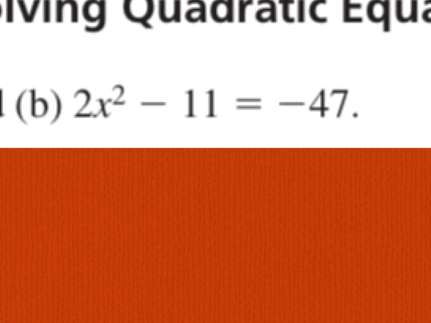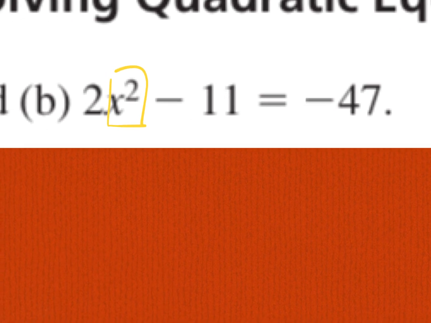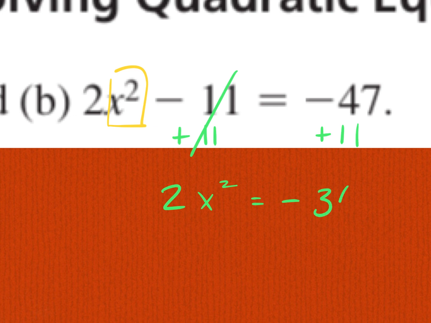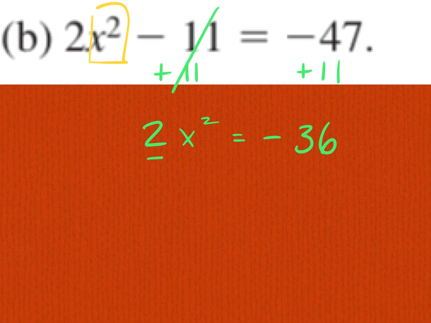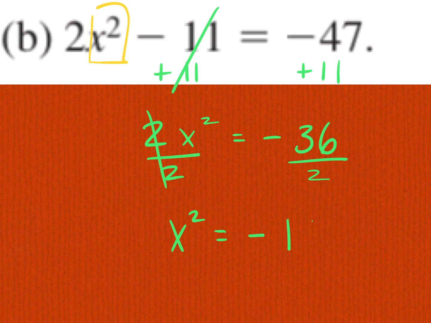So let's do B. Again, we see that we have just an x squared, so we want to move everything else to the other side. So what should I move first? How would I move the negative 11? Add 11 to move it to the other side. Perfect. So we have 2x squared is equal to negative 36. What would we do next? Divide by 2. So x squared is equal to what? Negative 18. Awesome.